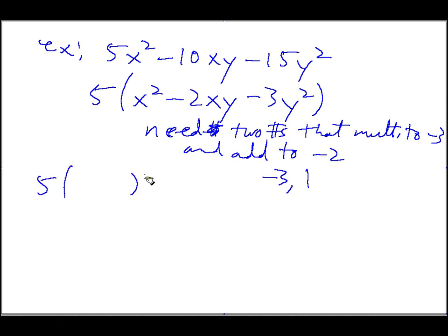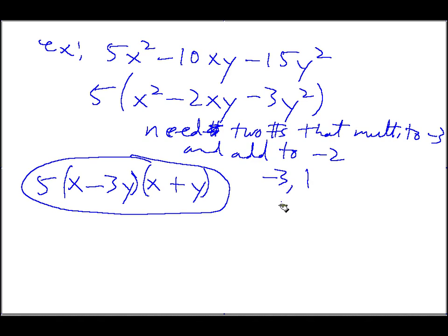So it's going to be 5 times 2 sets of parentheses, because I have the trinomial of the type we're talking about in this section. x times x will give me x squared. Now, I also need a y here at the end, because y times y will give me y squared. And look, minus 3y plus 1y. I'm going to leave off the invisible 1. So the final answer is 5 times the quantity x minus 3y times x plus y.